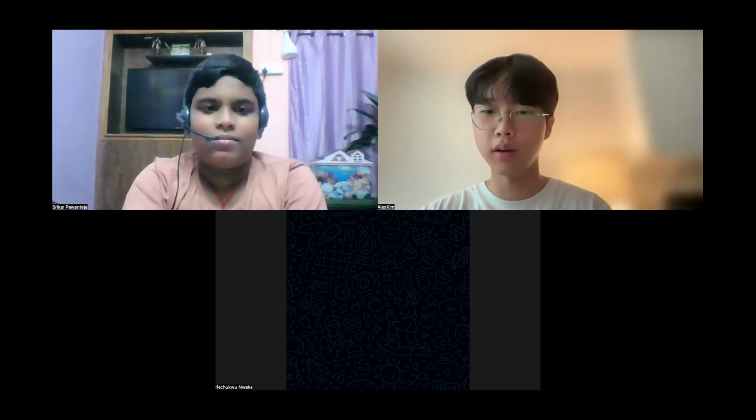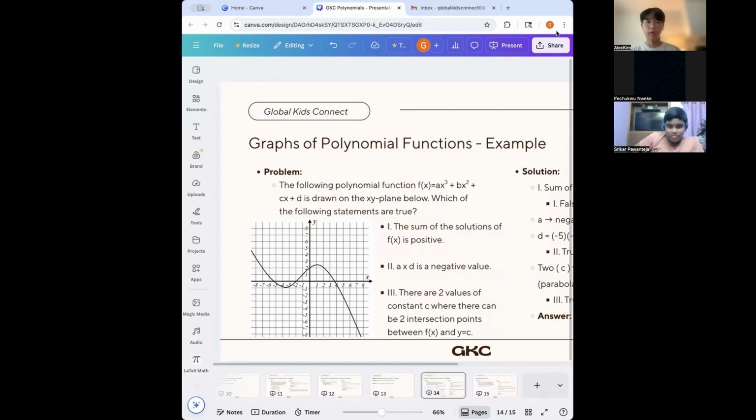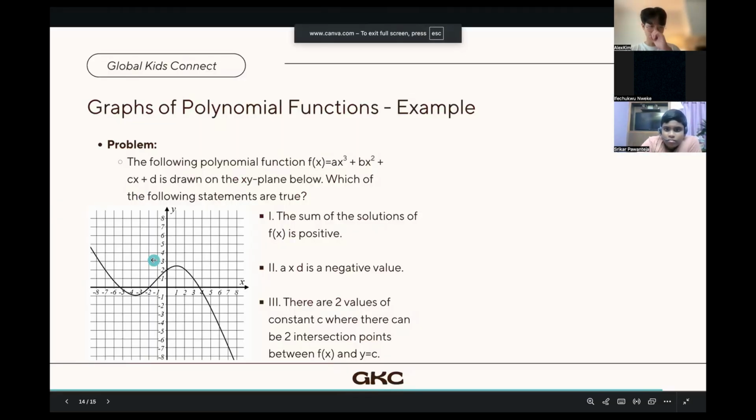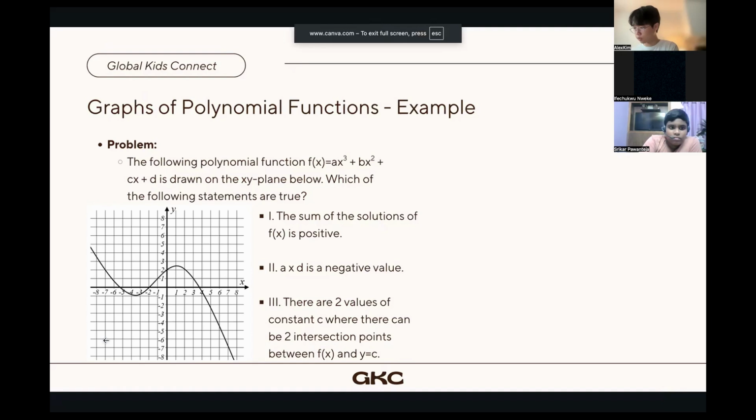Okay, I think I got it working. Sorry about that. Can everybody see the screen correctly? I can see the screen clearly, sir. Okay, thank you. Fixed it.